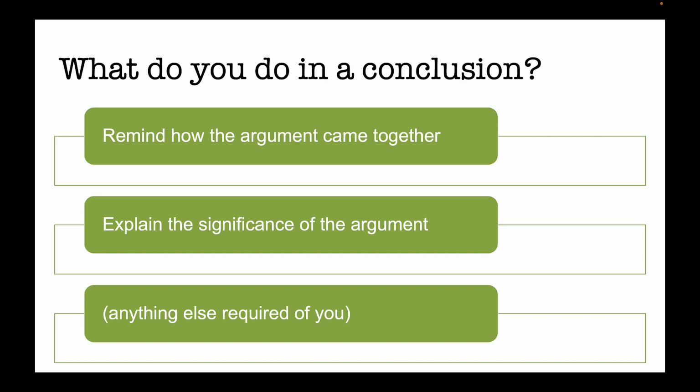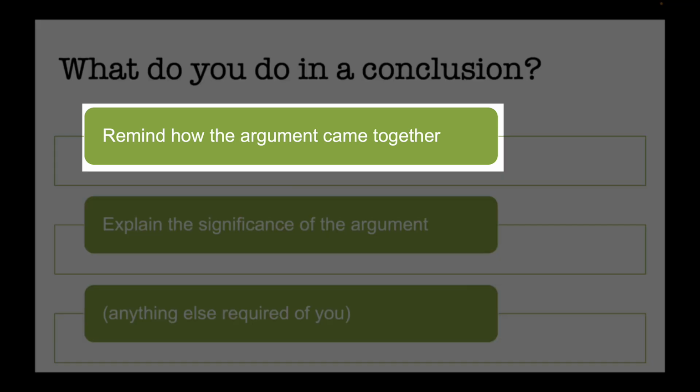The first thing that you need to do in a conclusion is remind the reader, or your professor, or whoever it is that's reading your essay, how the argument that you made came together. So you have to think of it like this. If you begin your paper by asking a question and then providing an answer to that question, and then you go throughout the body of your paper presenting the reasons that back up that answer and the evidence that supports those reasons, the conclusion is your opportunity to tie all that together, to say, "See, I told you so."